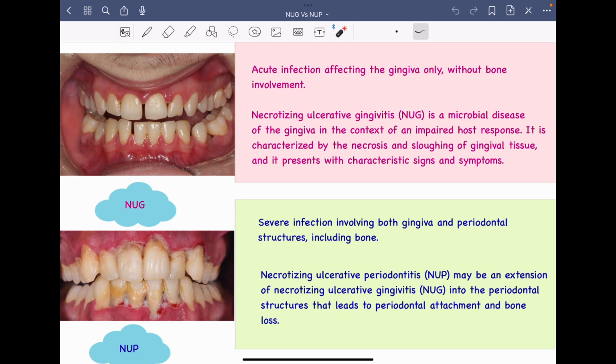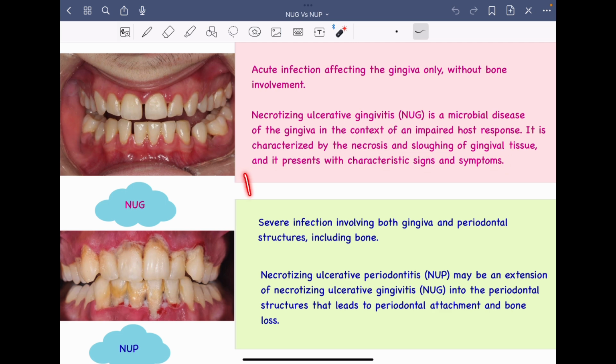So necrotizing ulcerative gingivitis is basically an acute infection which affects the gingiva without any bone involvement, right? So this is the most important point, that it is affecting only the gingiva and not the surrounding structures. So according to Carranza, NUG is a microbial disease of the gingiva in context of an impaired host response, right? So this is the first point that we need to remember. Then it is characterized by necrosis and sloughing of the gingival tissue. Second important point, and it presents with characteristic signs and symptoms, right?